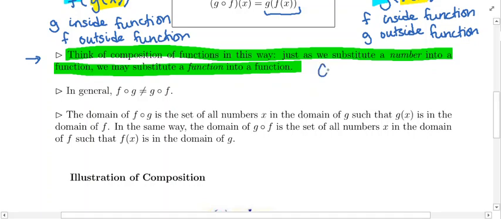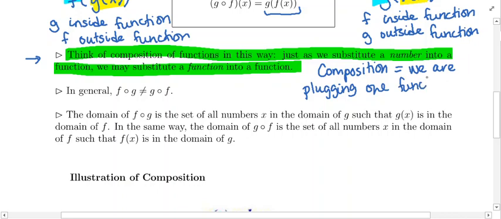So what composition is, in a nutshell, is we are plugging one function into another to get a new function.